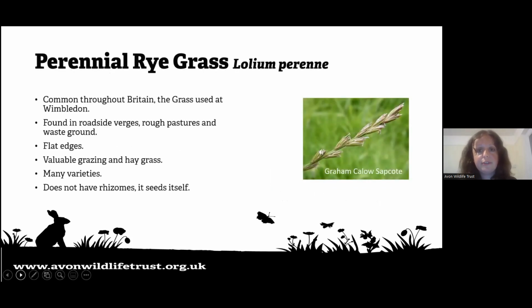Perennial ryegrass, Lolium perenne. It's apparently a common grass for Wimbledon, and it is found on roadsides, verges, rough pastures and waste ground. It has flat edges and it is used for hay, grass and grazing. There are many varieties, and the roots are not connected together, unlike rhizomes. It seeds itself.